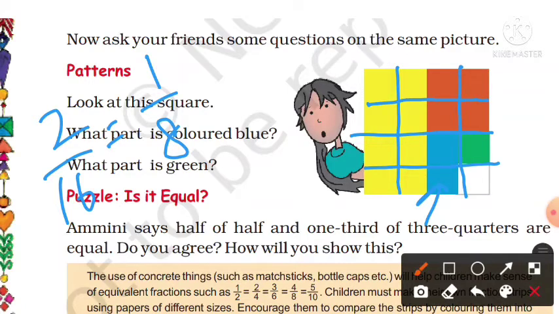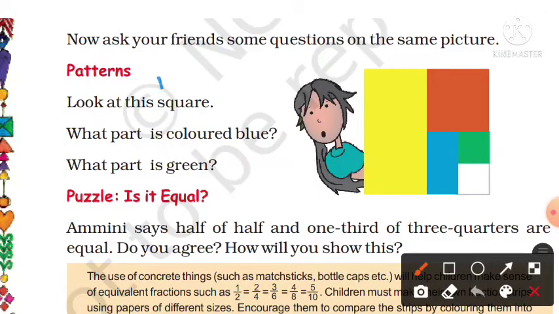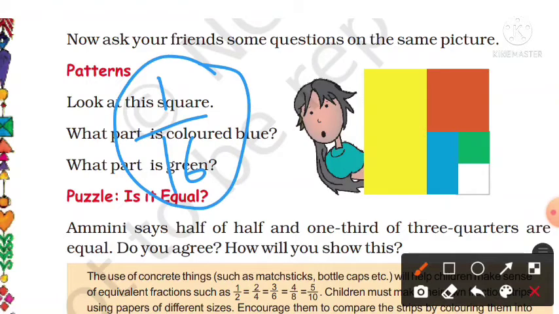Okay, and now if you see again in this figure, you can say that out of 16 squares, one square is colored green. Here it is green. So out of 16, the green colored part is 1, so the part will be 1 by 16. That means 1 by 16 part is colored green. Okay.